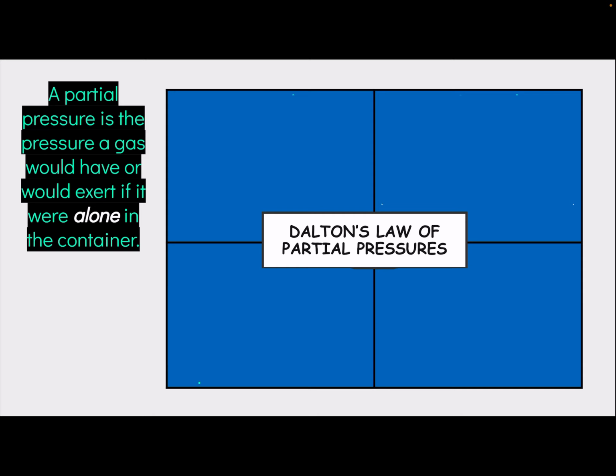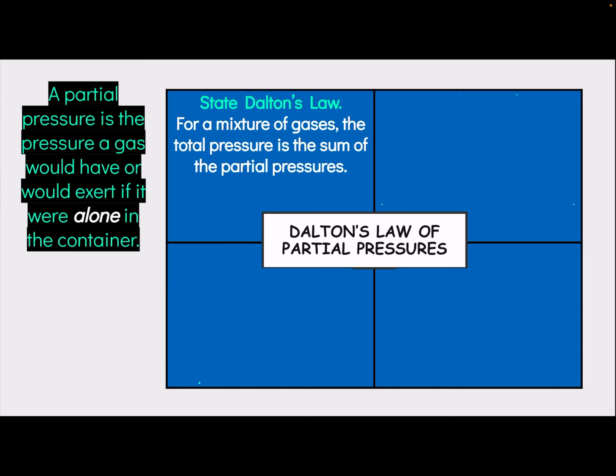So we often have mixtures of gases instead of just one isolated gas. The air, for example, is a mixture of mainly nitrogen and oxygen. So the oxygen and the nitrogen would each have a partial pressure, which contributes to the overall total pressure in, say, the room. So for a mixture of gases, the total pressure is just the sum of the partial pressures.